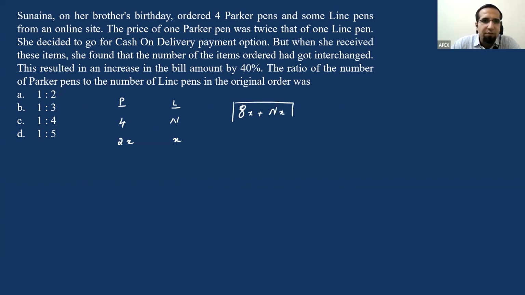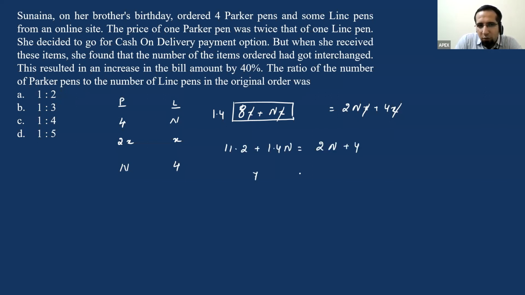Clear? Now, but when she received, she found that the number of items was changed. So this becomes n and this becomes 4. So she actually had to pay 2nx plus 4x. Clear? The result was an increase in the bill amount which was 40% more than the previous bill amount. So this bill amount is 1.4 of the previous bill amount. So what happens? I can take x common from here, and I can take x common from there, which will get cancelled. So 8 fours are 32. That will give you 11.2 plus 1.4n is equal to 2n plus 4. So this gives us 7.2 is equal to 0.6n, or the value of n is equal to 12.